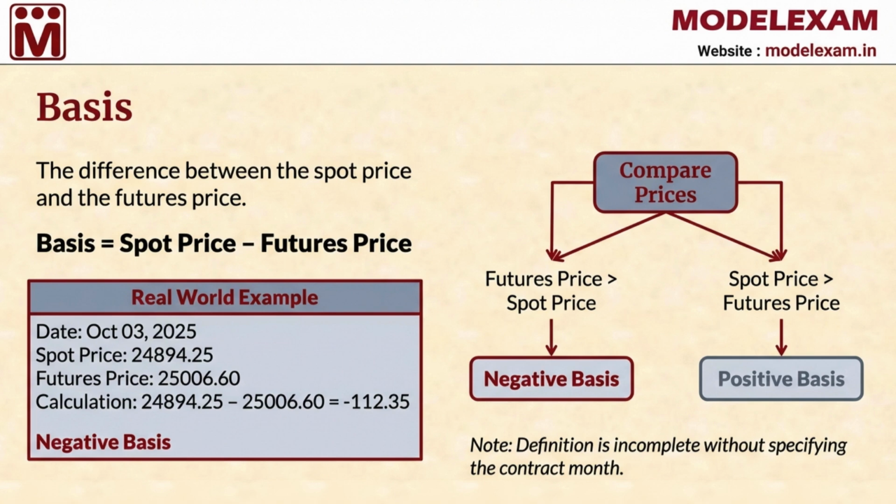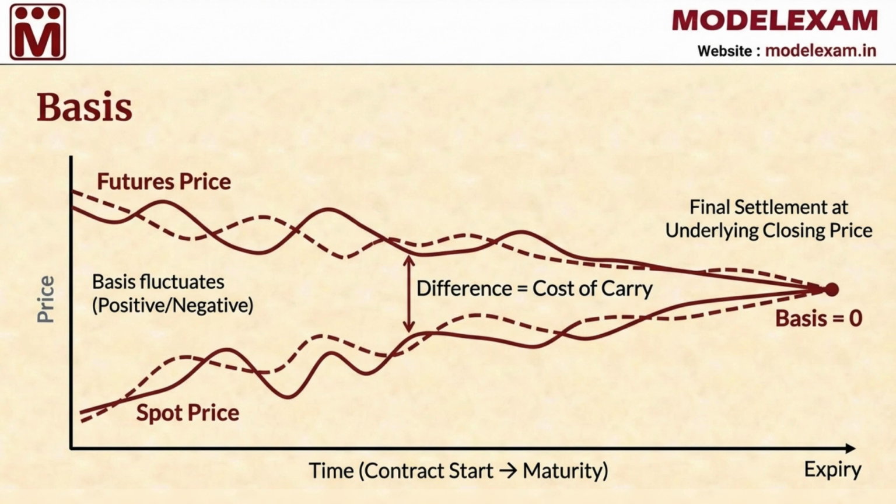It is important to remember that the basis is only a complete picture when you specify which contract month you are talking about. You can think of the basis like a rubber band that stretches and shrinks as time goes on. Throughout the life of a contract, this gap between the spot and futures price will fluctuate, sometimes being positive and sometimes negative. However, as we reach the final day of the contract, something interesting happens. The basis becomes zero. This is because on the day of expiry, the final settlement takes place at the actual closing price of the asset. The gap simply disappears at the finish line.